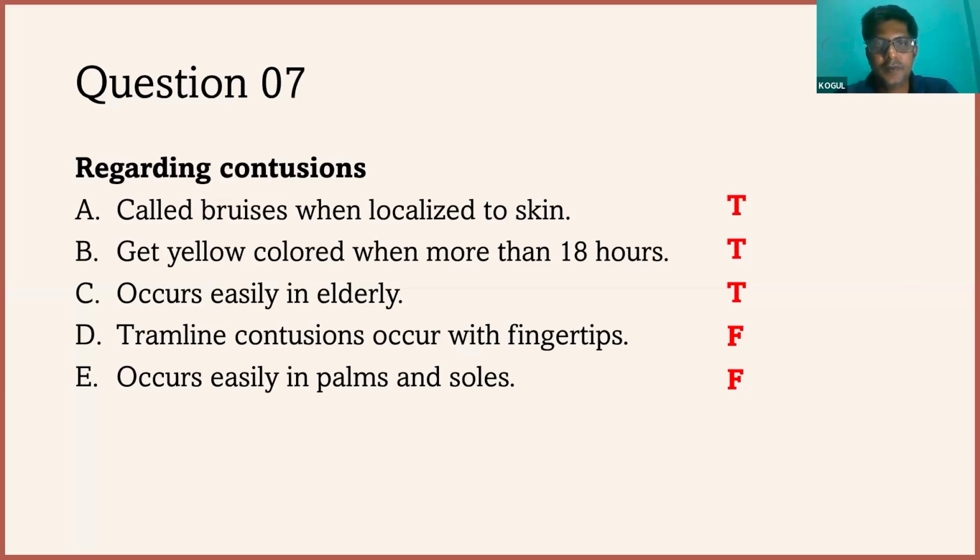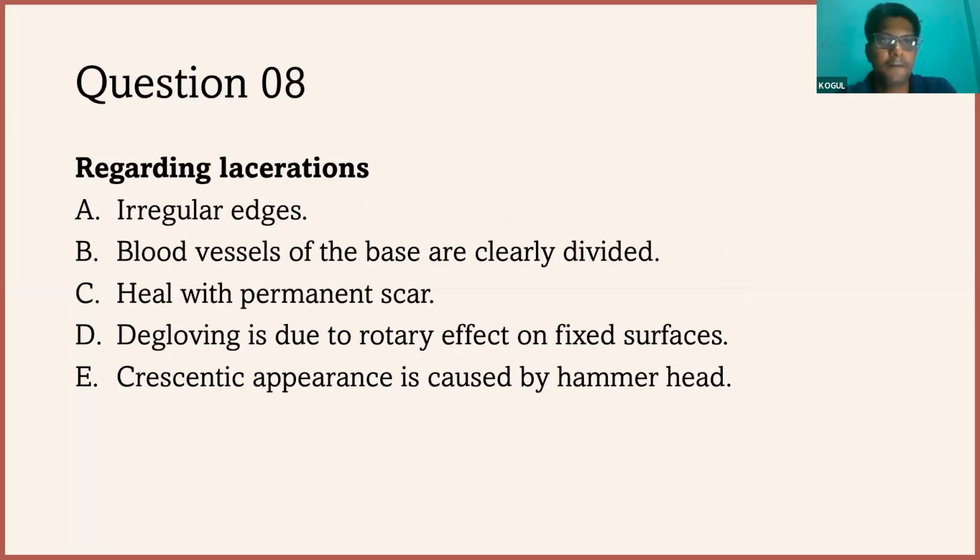Contusions occur easily in palms and soles. That is false. That's why these are usually the hiding places for contusion or injury. In torture cases, usually they select places where injury is resistant, such as palms and soles. So they assault repeatedly the palms and soles because we don't see contusions easily. So easily seen means false. That's why palms and soles are injury resistant regions. We can rarely see the contusion. Very difficult to see contusion in palms and soles.